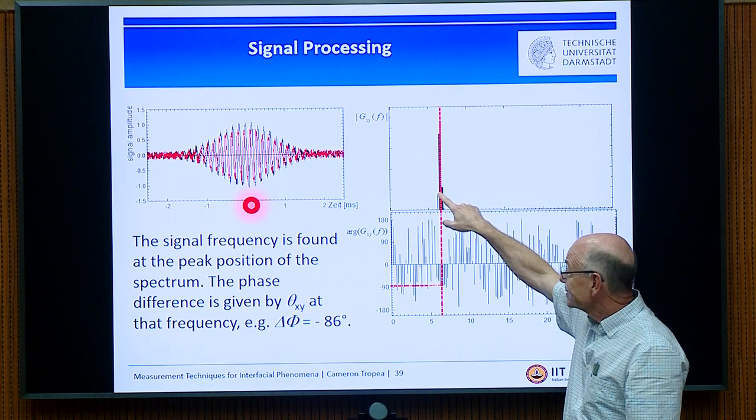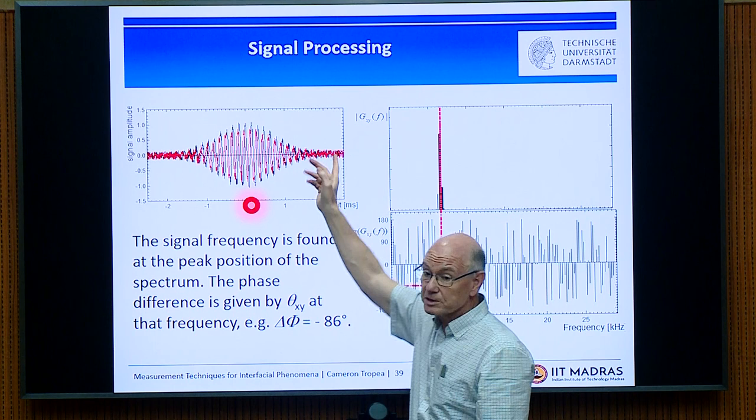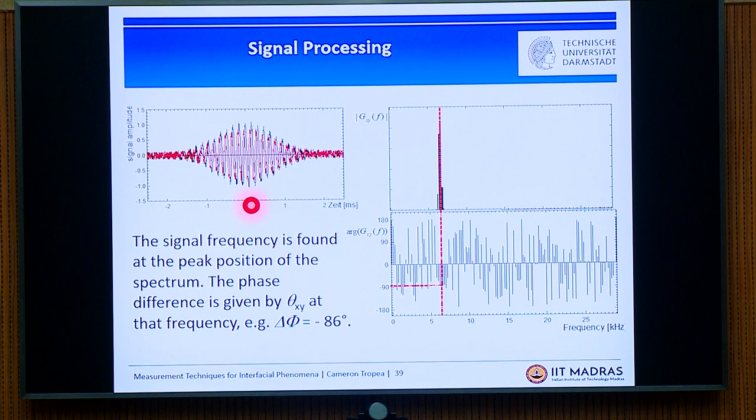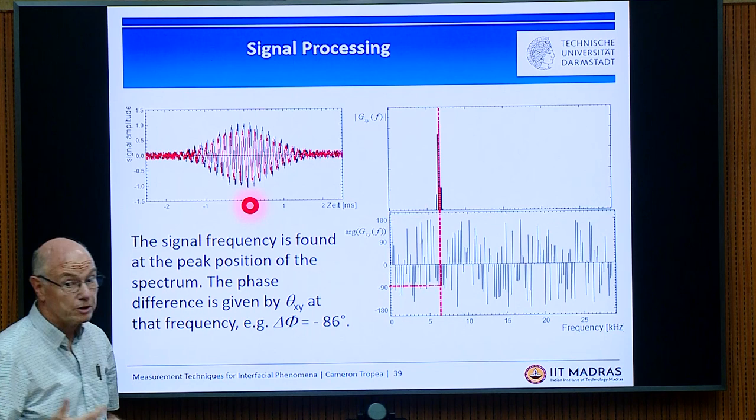But at this frequency, the phase difference is pretty steady, and that's the phase difference we're computing at that frequency. Right? Because at other frequencies, like the noise frequencies here, there's no coherence between the two. It's just random. But at that one frequency, the phase difference is quite distinct. And here the phase difference was then 86. We compute that. That's what you're doing mathematically. That's a graphic representation of what you're doing.